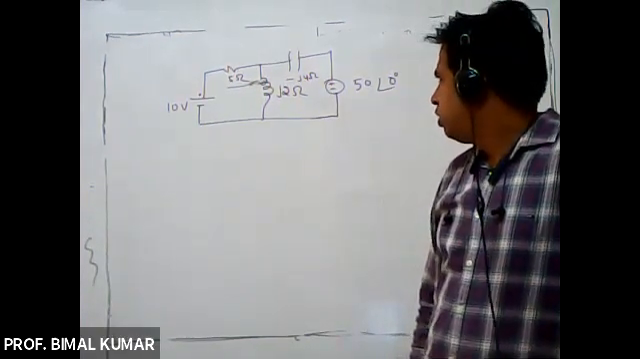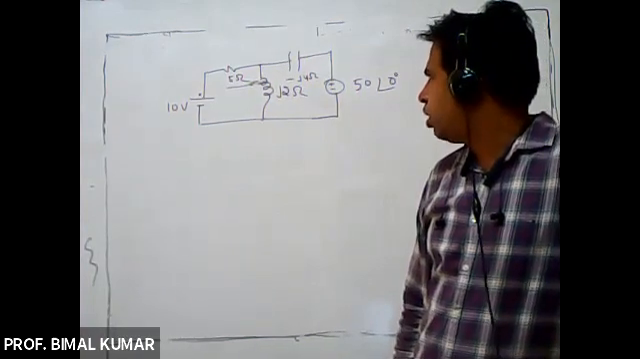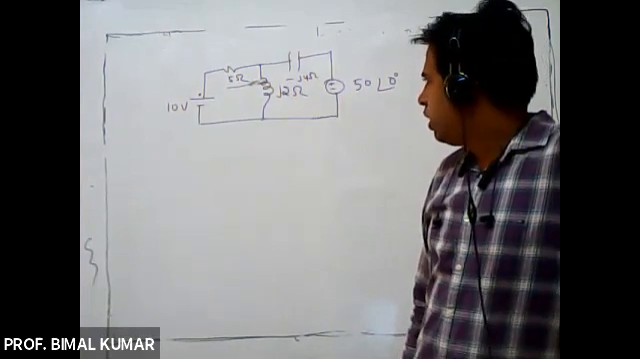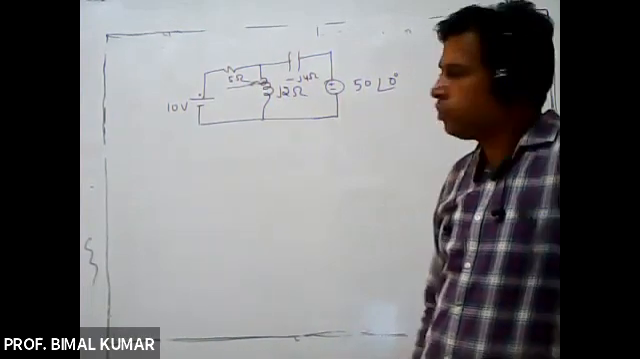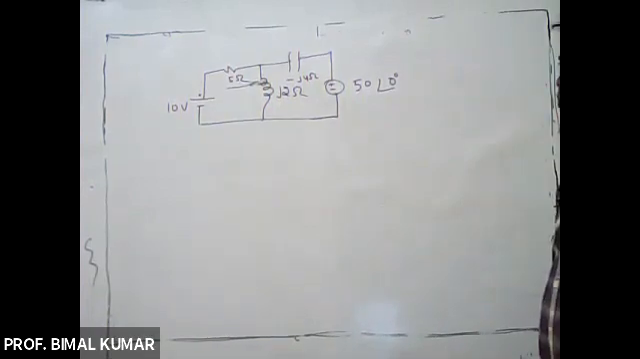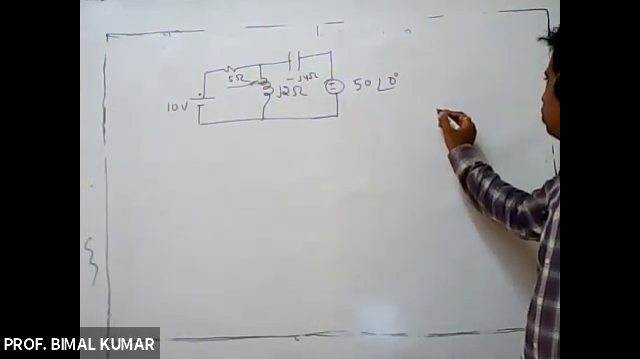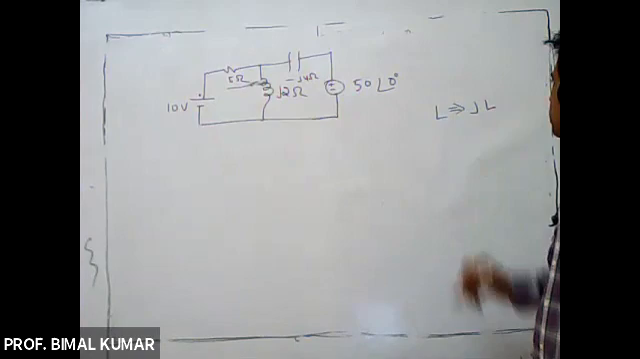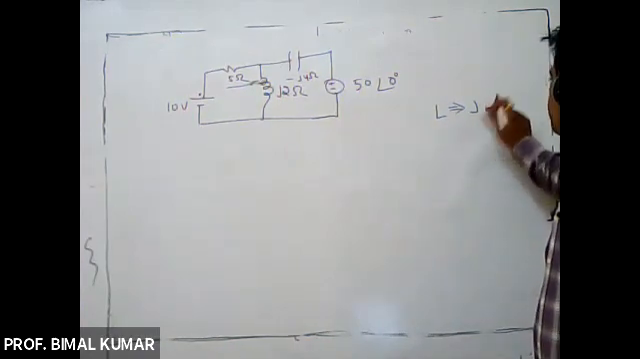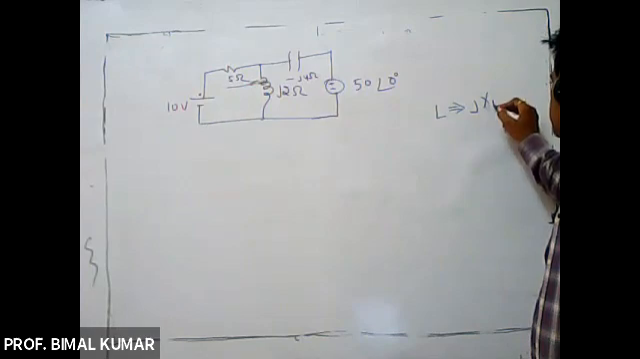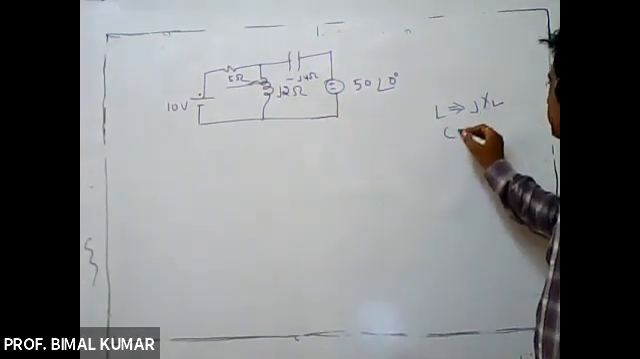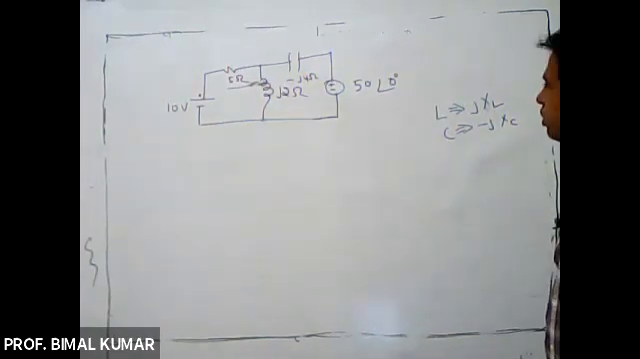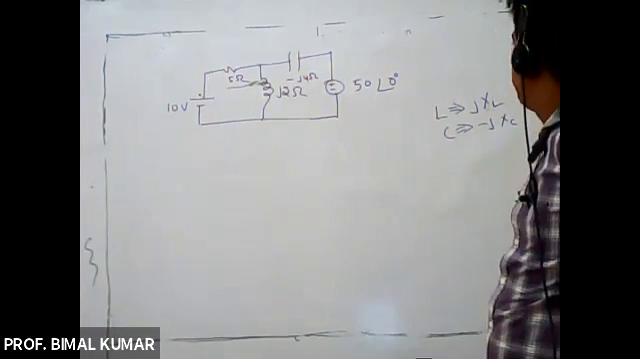So here, first of all, because this is a numerical based upon the AC network, because here L and C are also connected, some basics of the AC fundamentals are needed. L will be denoted by JXL, and C will be denoted by minus JXC, right? Due to its phase difference.